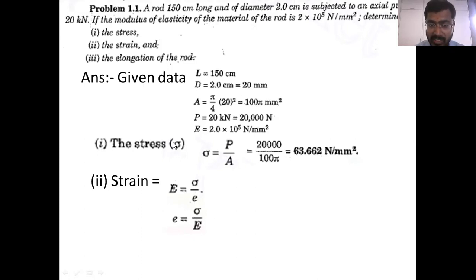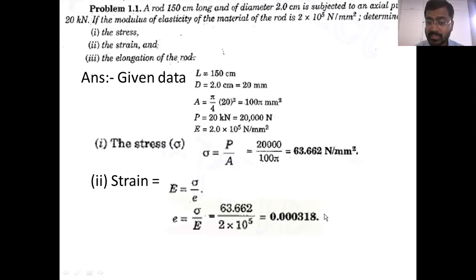So we have calculated stress, which is equal to 63.66 Newton per mm square. Similarly, we have Young's modulus. Again, you have to check the units, whether the units are the same or not. Yes, this is Newton per mm square. Even the value of E, Young's modulus, is Newton per mm square, so the unit is the same. Then you just have to substitute it. So equal to 63.66 by 2 into 10 to the power 5 Newton per mm square. Then the strain is 0.000318.